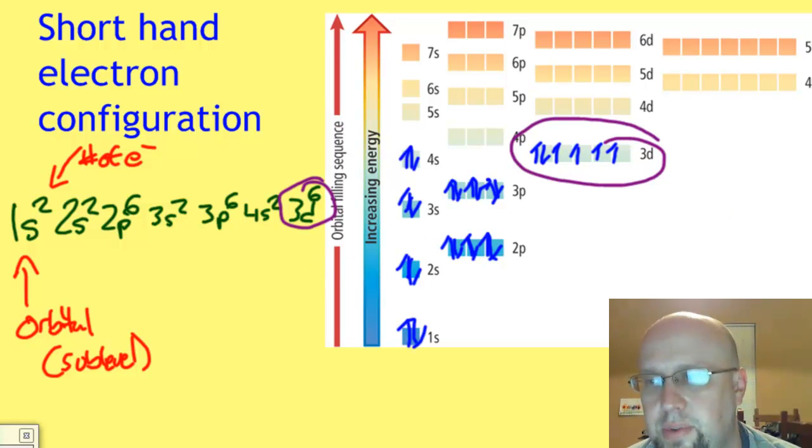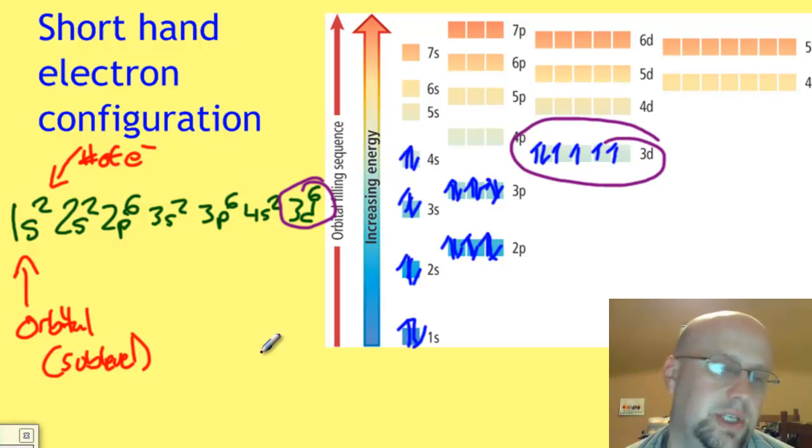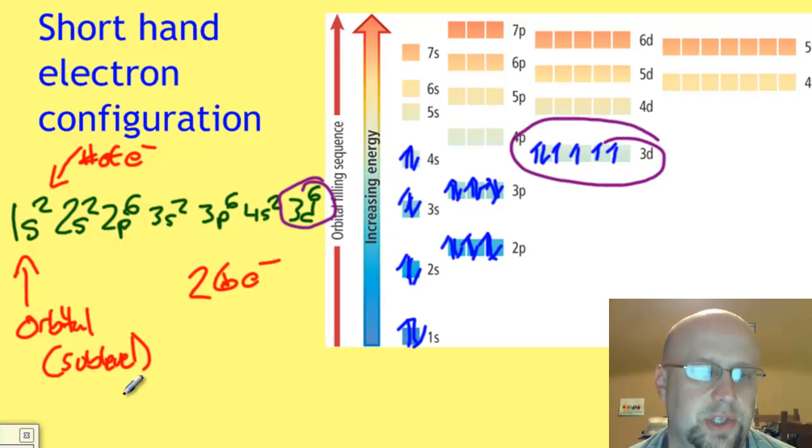Your check, just like we did before, is to run through and make sure that you have 26 electrons, because that's what iron should have. If we look up iron on the periodic table, it's got 26. So 2 plus 2 is 4, plus 6 is 10, plus 2 is 12, 18, 20, 26. Okay, so we're golden. We've got the right number of electrons, and that's shorthand.